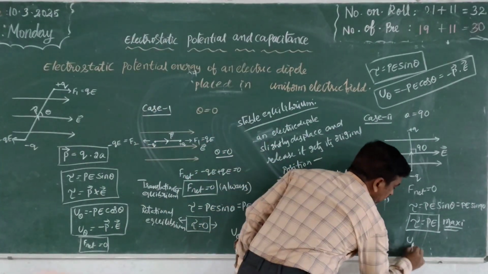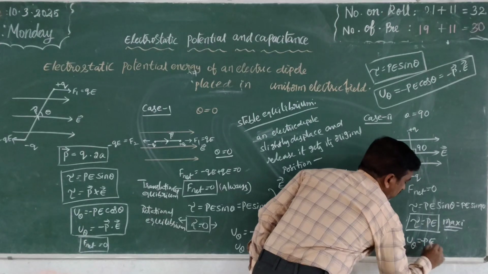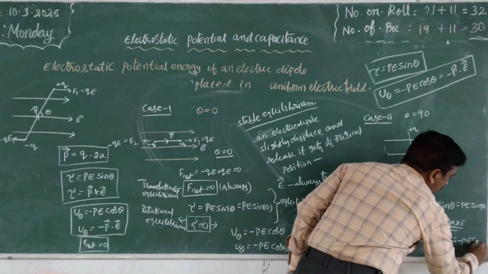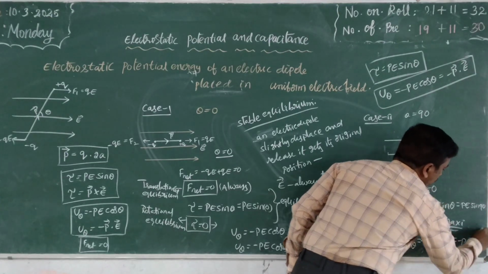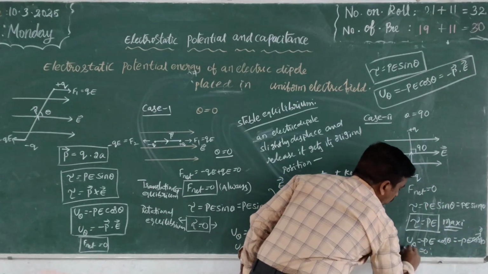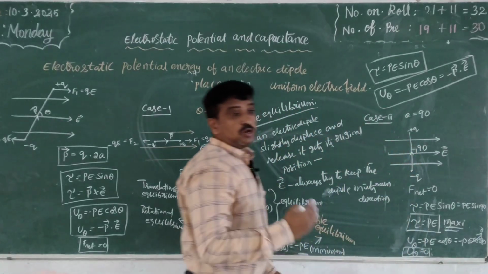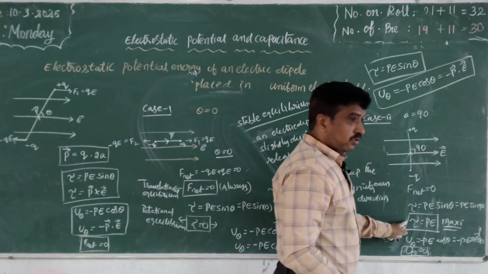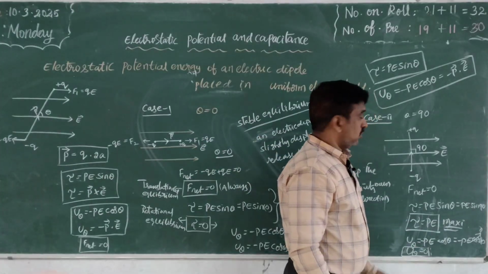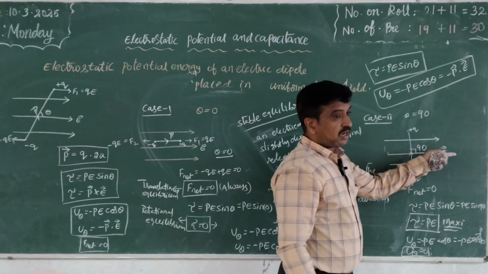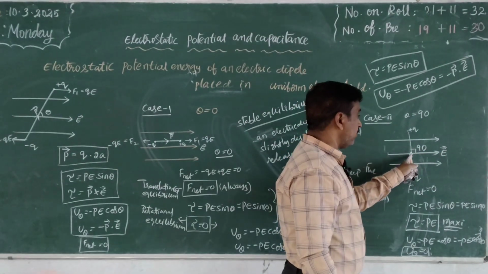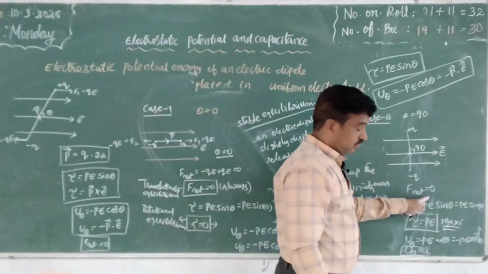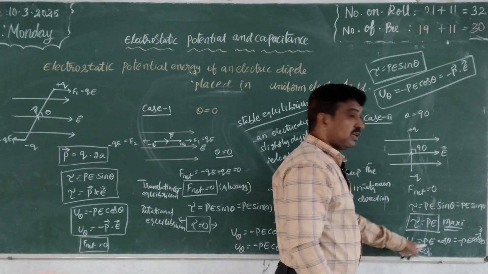What is the potential energy? Here U equals minus pE cos theta. Theta is 90, so minus pE cos 90, and cos 90 is 0. So the potential energy is 0. When the electric dipole is placed perpendicular to the electric field, the torque is maximum and the potential energy is 0. The angle between the dipole moment and electric field is 90 degrees. In this case F net equals 0, torque is maximum, potential energy is 0.